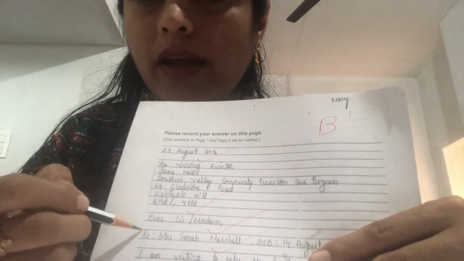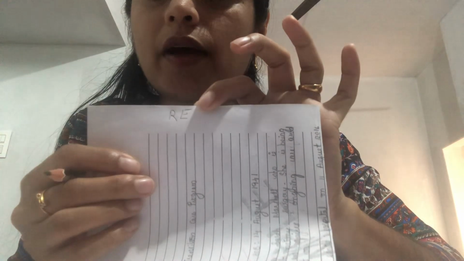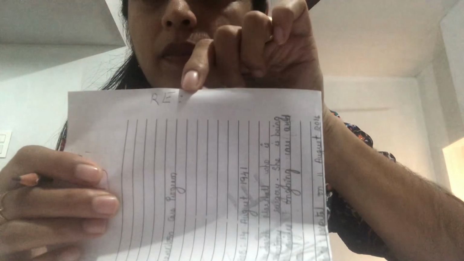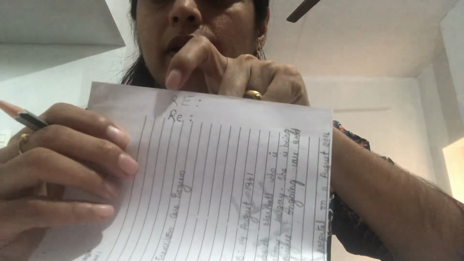Either you can write RE, where R is capital and E is a small letter, or else R is capital and E is capital, like RE, then 2 dot. This way also you can write RE 2 dot. Then write the patient name. The patient's full name we need to write. Usually they will be mentioning the patient's full name.